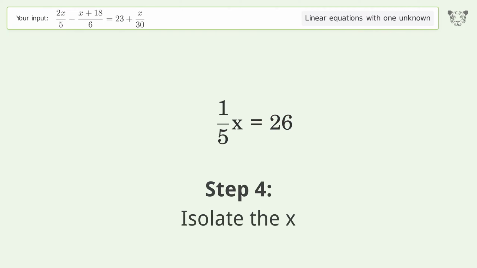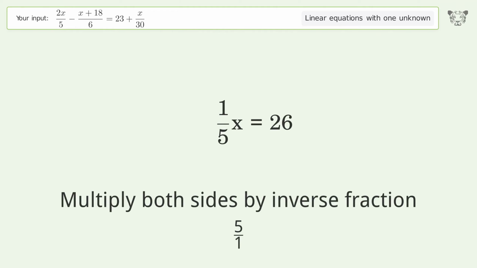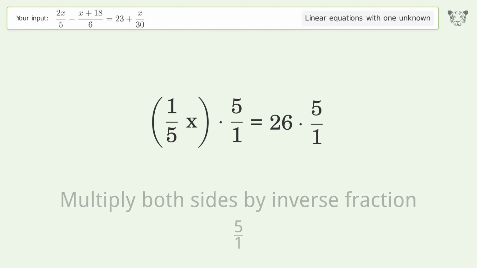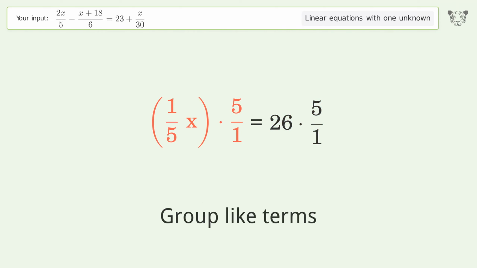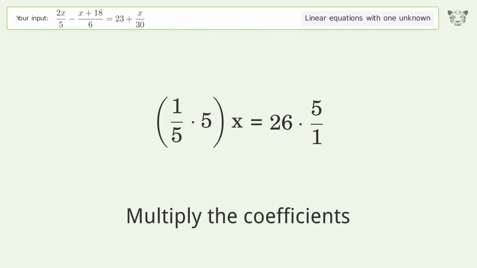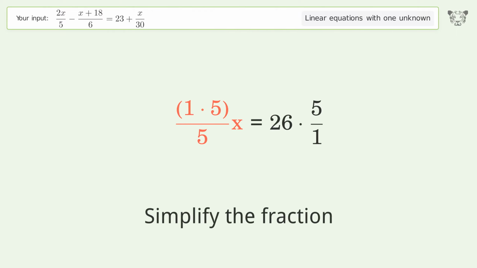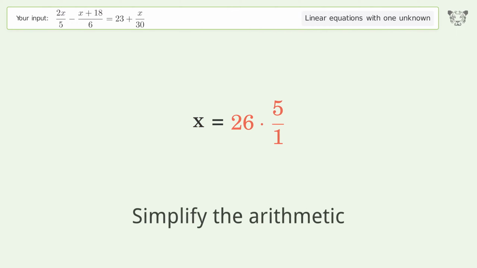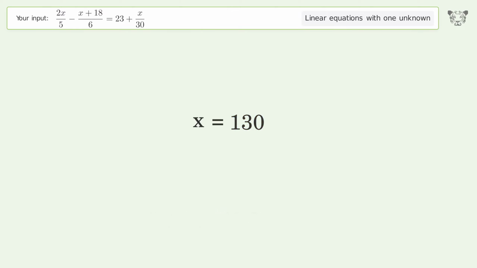Isolate the x. Multiply both sides by inverse fraction 5 over 1. Group like terms. Multiply the coefficients. Simplify the fraction. Simplify the arithmetic. And so the final result is x equals 130.